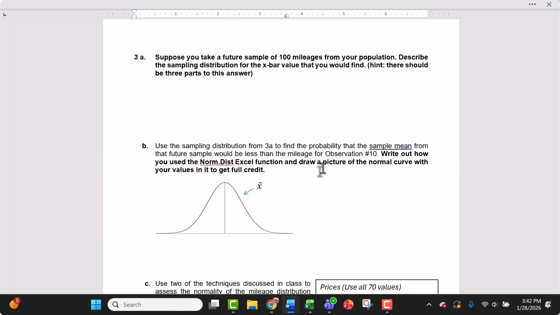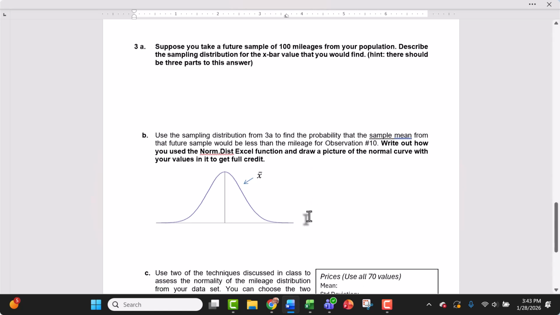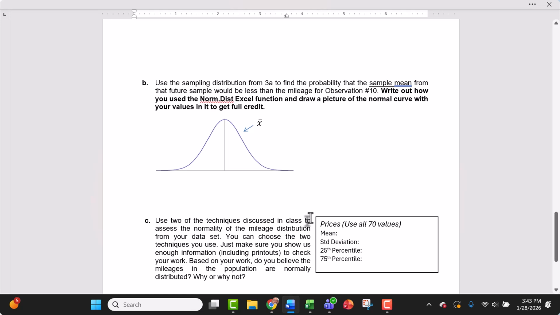You should tell me the mean of the sampling distribution of X bar. You should be able to tell me the standard deviation of the sampling distribution of X bar, and you should tell me what the shape of the sampling distribution of X bar will be. Those are the 3 things you're going to use in question B to tell me the probability that the sample mean from that future sample of 100 would be less than your 10th observation.